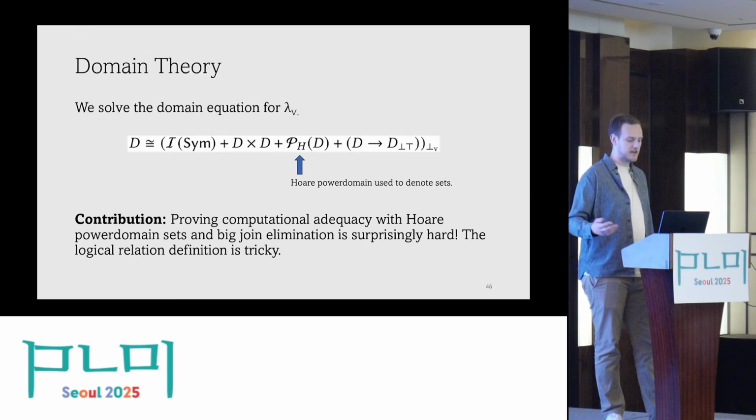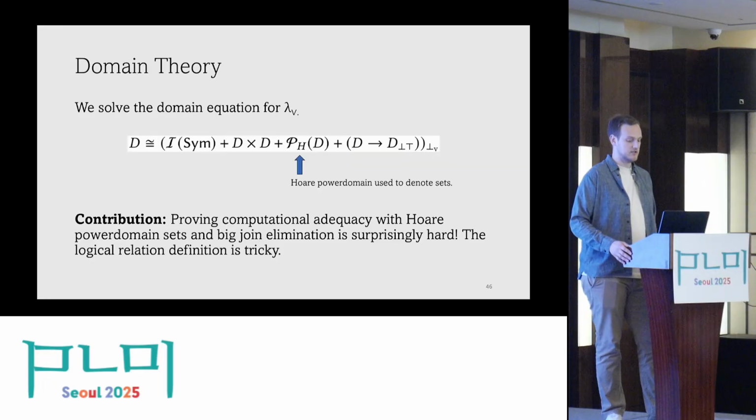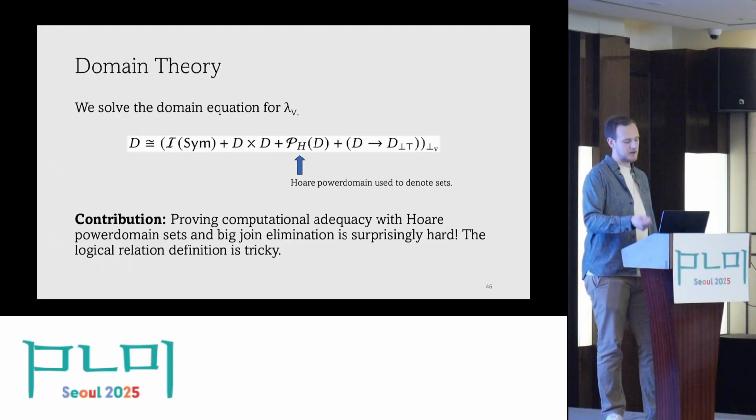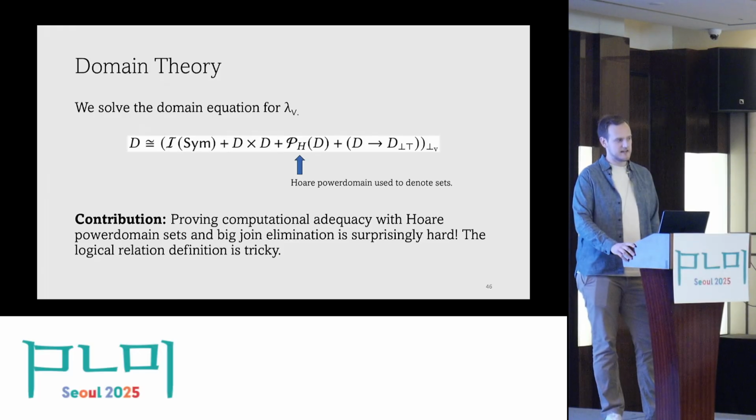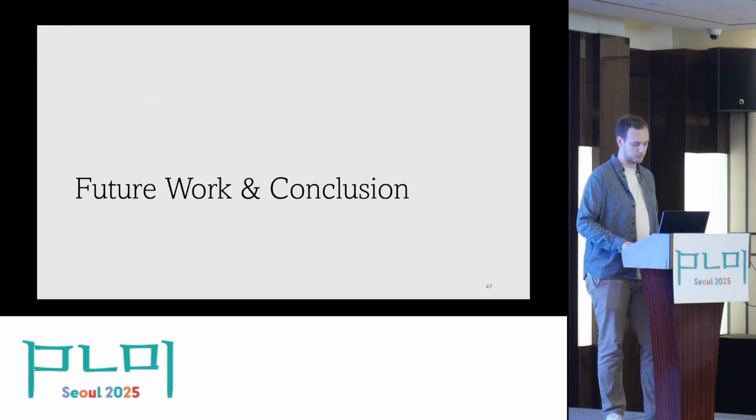So for people interested in domain theory, there's one kind of interesting tidbit that falls out of this. We solve the domain equation that represents lambda join, and when we do that, we find that sets in this language are denoted using what's called a Hoare power domain. But there's something new here, because sets are eliminated using this big join elimination form that I showed at the beginning of the talk. And it turns out combining these two things, sets denoted by this power domain and sets that are eliminated using this big join form, are surprisingly hard to prove adequate. And so we have a logical relation definition that is tricky and not at all what we expected at the beginning of this project. So take a look if you're interested in that kind of thing.